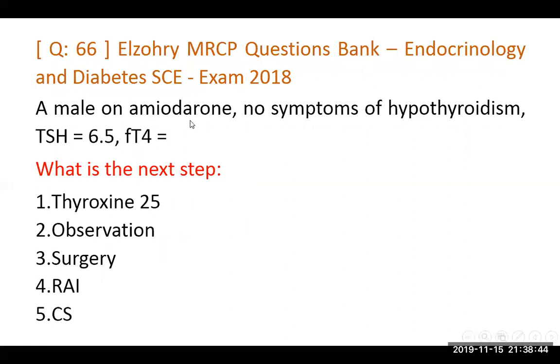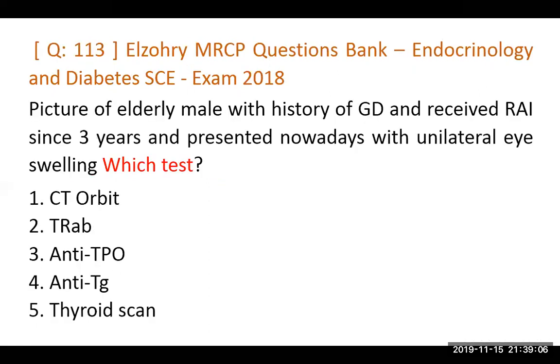This is a patient on amiodarone, no symptoms of hypothyroidism, with TSH mildly elevated. Free T4, I don't know, I think it is normal. What is the next step? Give a small dose of thyroxine, or observation, or serial radioactive iodine, or corticosteroid. Actually, it is a mild hypothyroidism and free T4 is normal and no symptoms, so observation is the best option here.